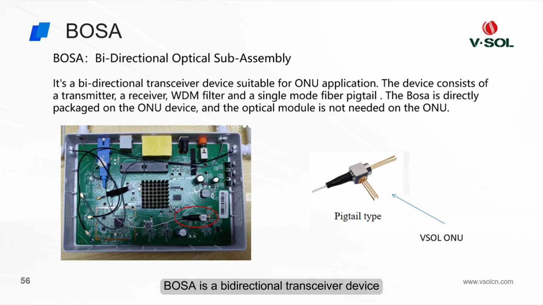BOSA is a bidirectional transceiver device suitable for ONU application. The device consists of a transmitter, a receiver, WDM filter, and a single-mode fiber pigtail. The BOSA is directly packaged on the ONU device, and the optical module is not needed on the ONU. VSOL ONU uses pigtail-type BOSA.